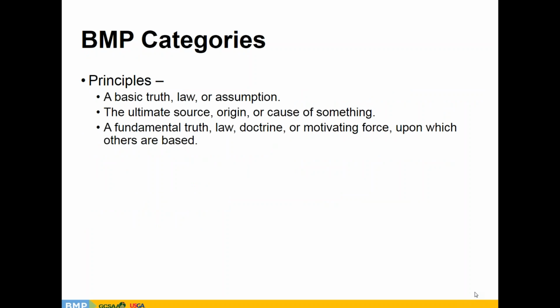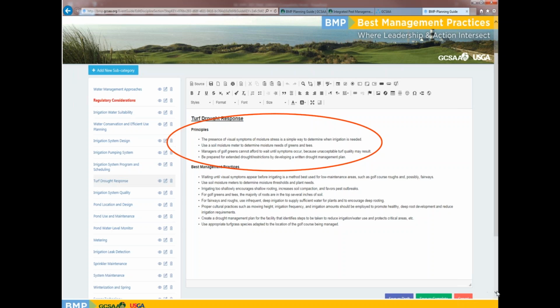Under each of these categories, you're going to see a couple of terms. You're going to see the principles, and then you will see the actual BMPs themselves. I think it's important to define principles. Just go to a dictionary and you'll see, a principle is a basic truth, a law or an assumption. It's the ultimate source or the origin or the cause of something. And so principles, you will notice in each of these sections, really are driving this.